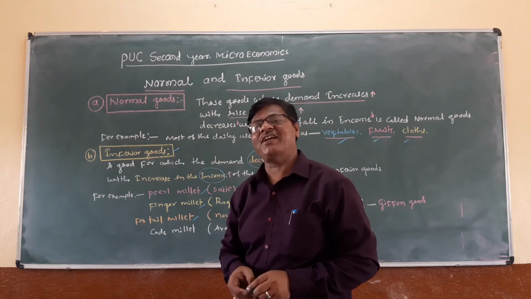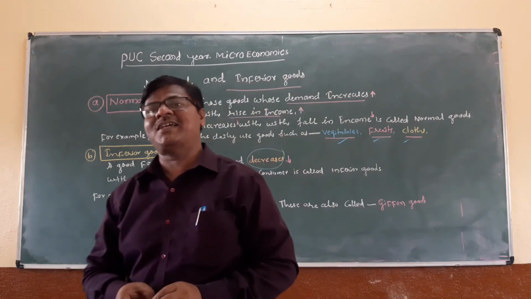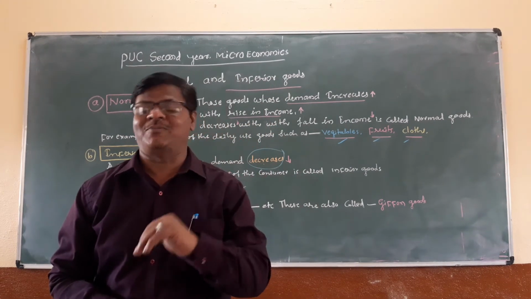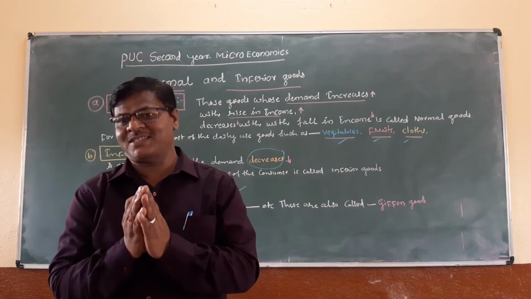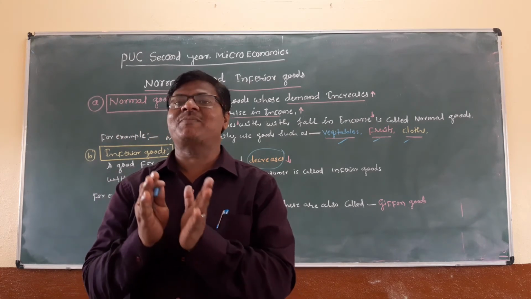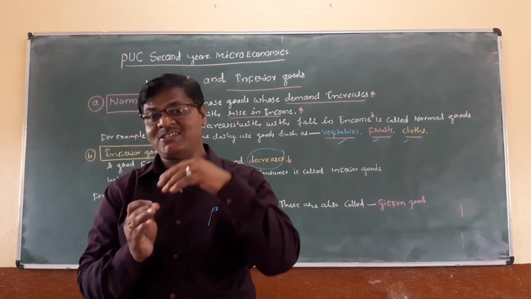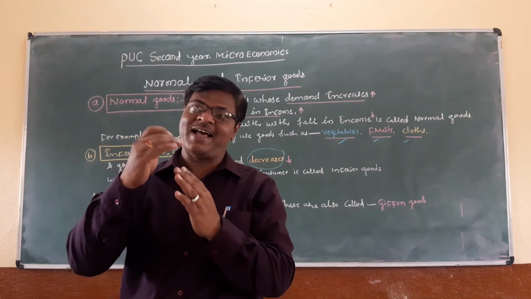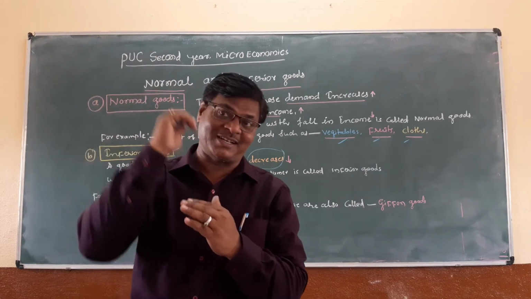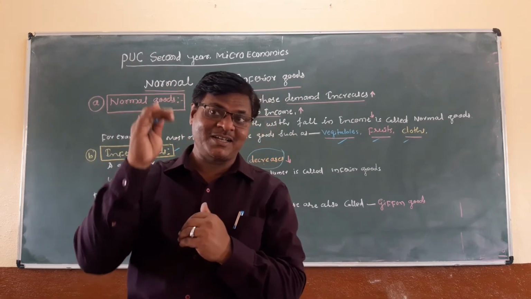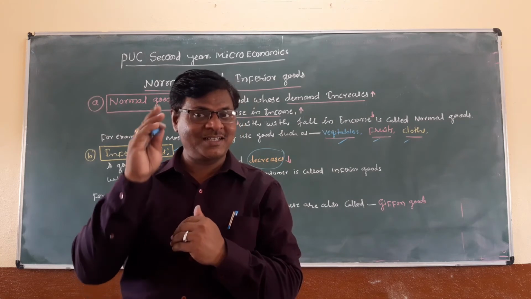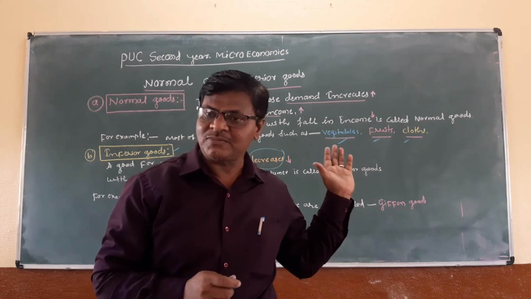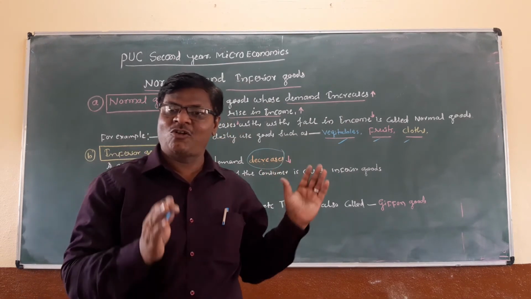But in the case of inferior goods, there is a relation between income and demand, and the slope is vice versa. In the case of normal goods, the slope is direct: as income increases, demand also increases, and as income decreases, demand also decreases. But in the case of inferior goods, the slope is vice versa.